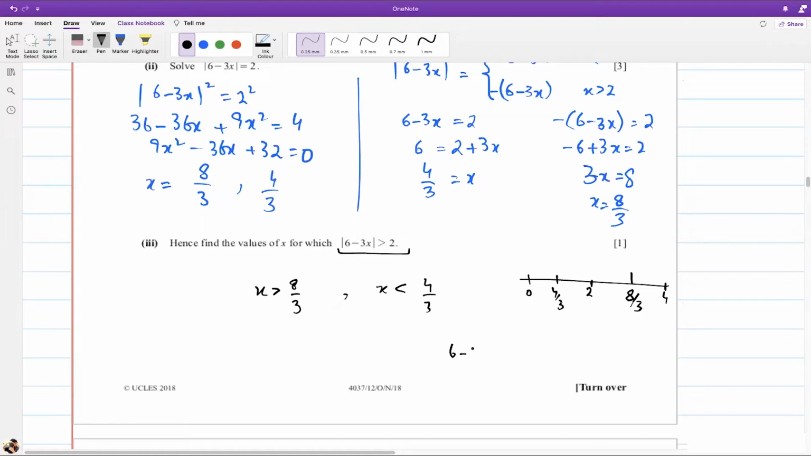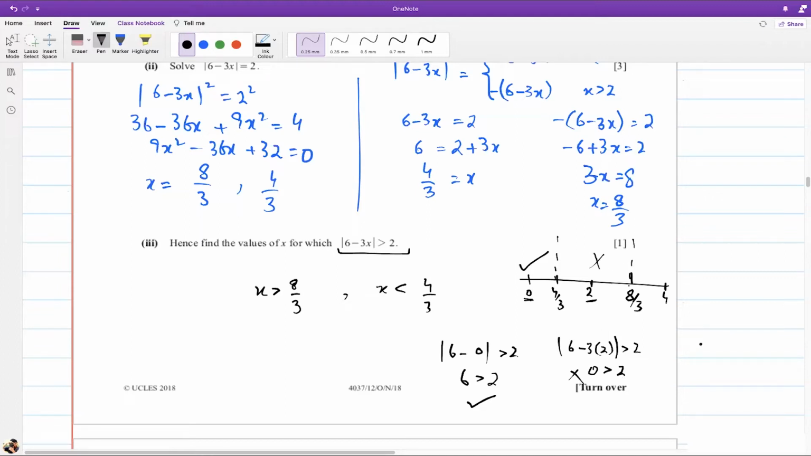6 minus first value that we were going to pick was 0. So 6 minus 0 modulus is greater than 2. Is this true or is it not? It is true, right? So we'll say कि ये region true है. अच्छा. Second value that we had to pick was 2. So 6 minus 3 times 2 modulus greater than 2. ये बन जाता है 0 greater than 2. 0 is not greater than 2. तो ये false है. This is where the inequality does not hold.